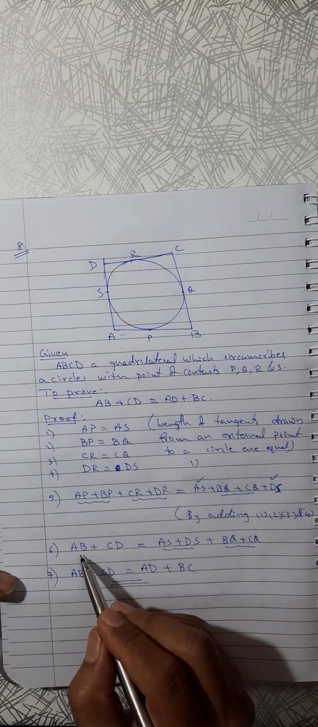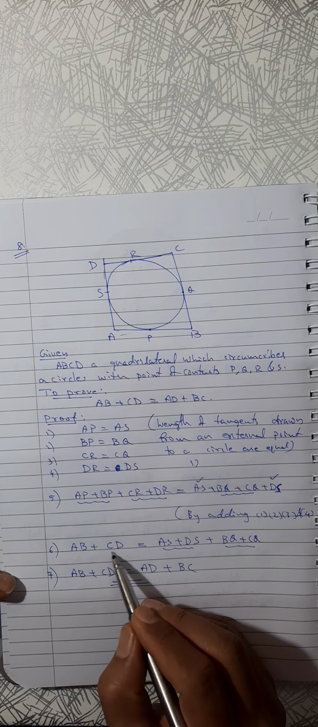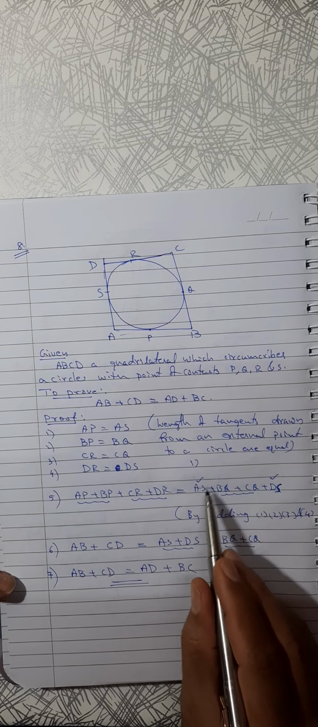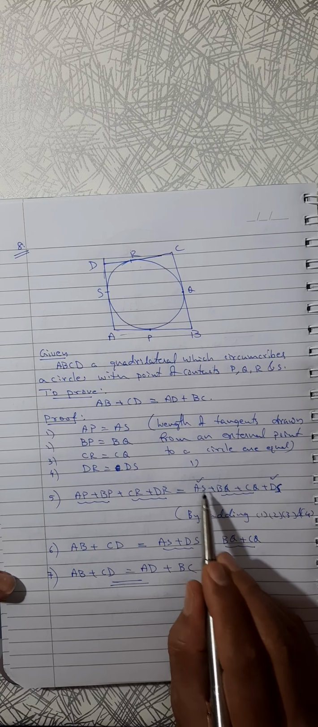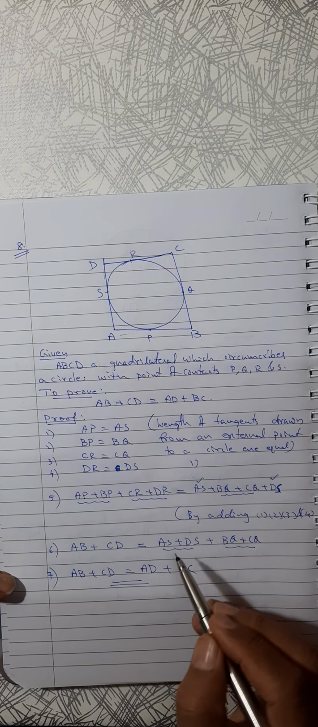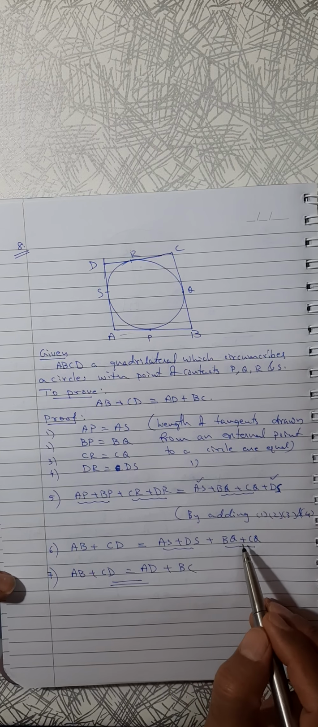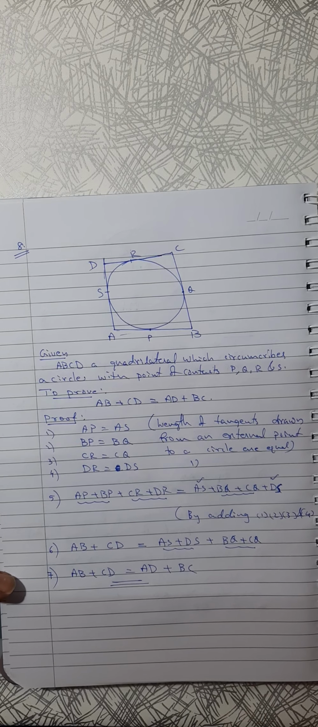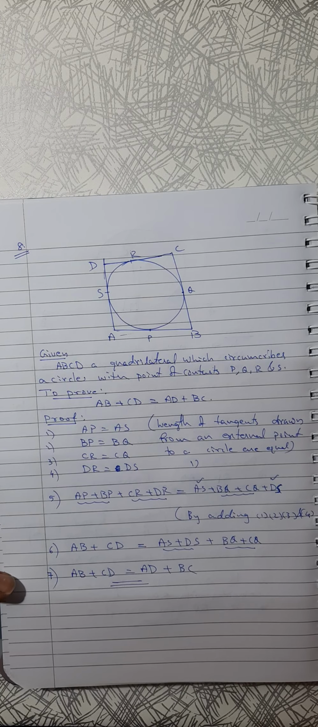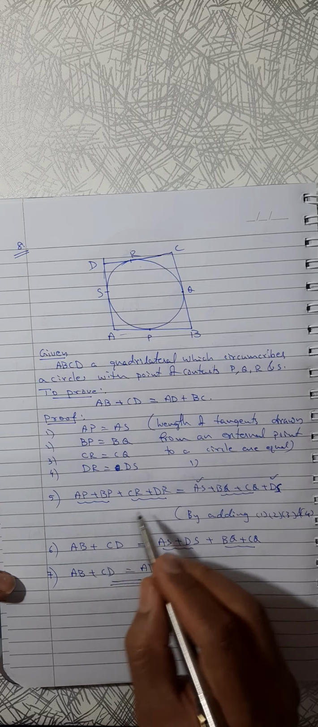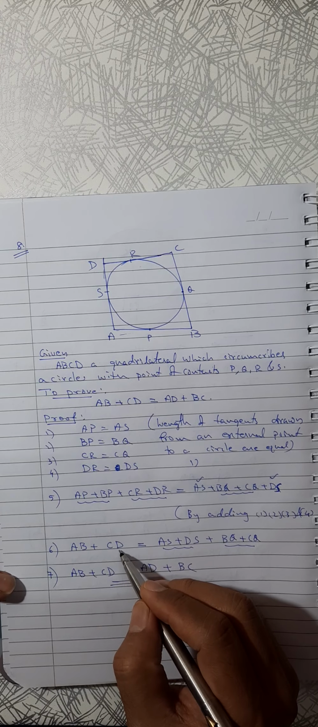AP plus BP is written as AB. CR plus DR is written as CD. AS and DS are not written together directly because they are not together. So first bringing them together, and then these two, already together, are clubbed together as AD. Understanding or not? AP plus BP is AB, CR plus DR is CD.